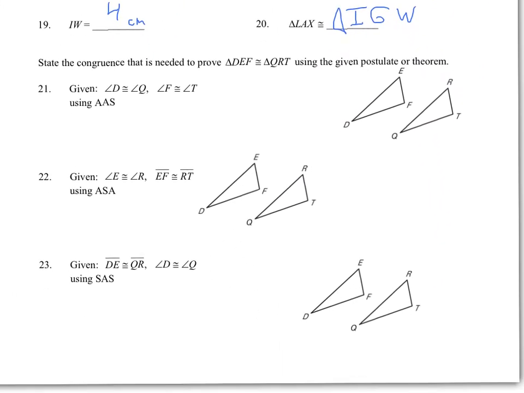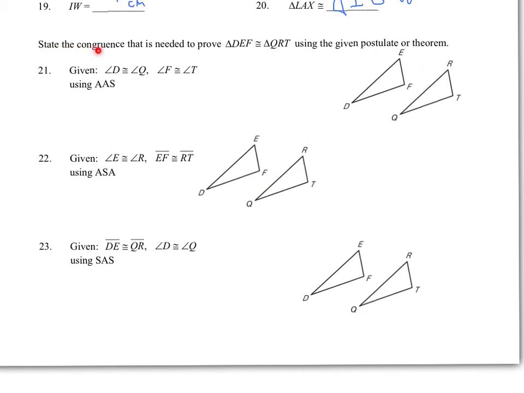Alright, with the next set of problems, the directions say, state the congruence that is needed to prove triangle DEF congruent to triangle QRT. In other words, how are you going to prove these triangles congruent to each other? Use the given postulate or theorem. I think it's very, very helpful to mark the diagram for what's given. So, number 21, given. Angle D is congruent to angle Q. Alright. Angle F is congruent to angle T. We want to use AAS to prove that these two triangles are congruent. So, I already have AA, I just need an S.